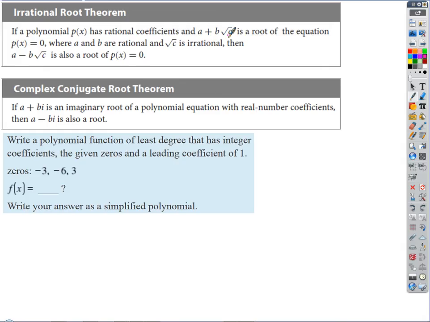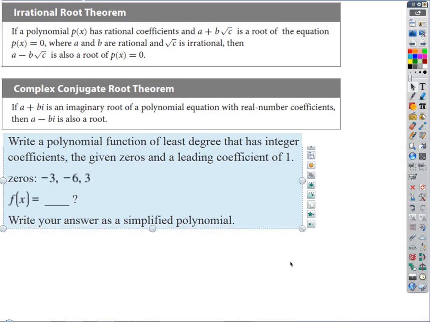This would be a pretty easy one here, right? What I'm asking you to do here is, I'll have you do a couple like this, where I want you to write the polynomial function of least degree that has integer coefficients, so integers are rational, right? The given zeros and a leading coefficient of 1. Well, this would be really simple. How would we build the simplest possible polynomial from those zeros?